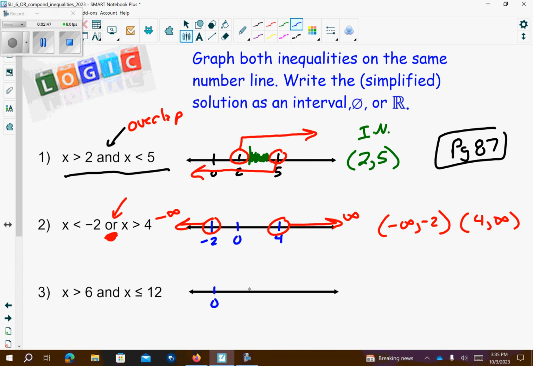So if I have a 0 here, let's say I have a 6 here, and I have a 12 here. Let's go ahead and graph this. So I'm going to have an open dot at the 6, and it's going to go this way. And remember, it has the word and, so I'm looking for overlap. And then I'm going to have a solid dot on the 12, and that's going to go this way. So do you see where they overlap each other, right in between? So if I wanted to write this answer in interval notation, it goes from 6 to 12. The 6 was an open circle, so we're going to put a parenthesis. The 12 is a solid circle, so we're going to put a hard bracket or a square bracket.